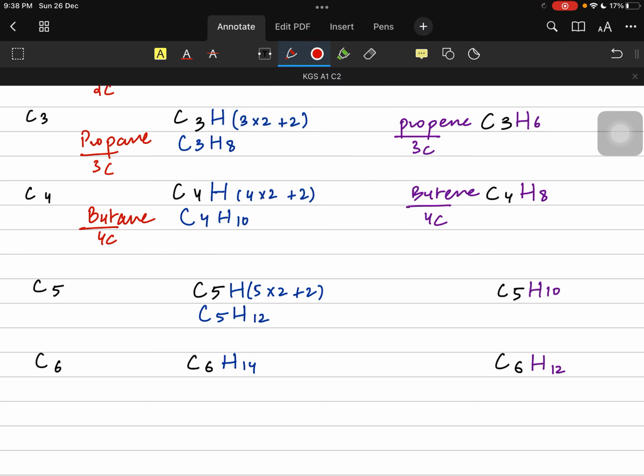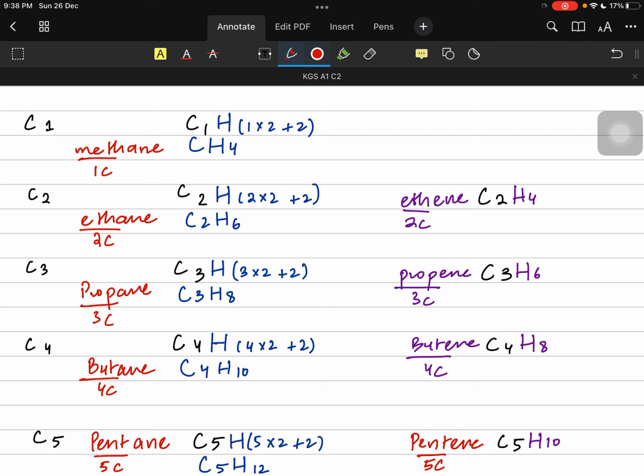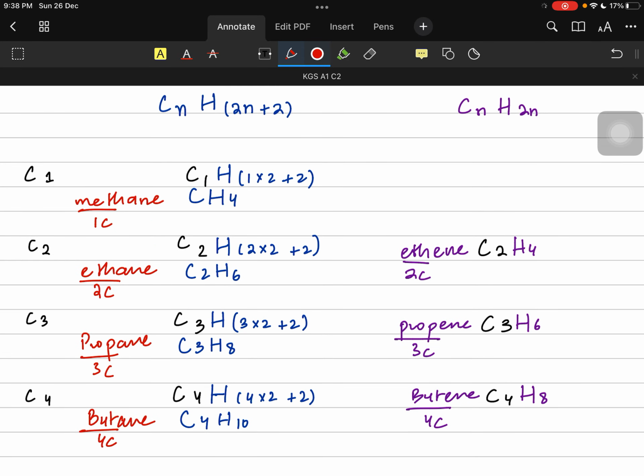5 carbon in organic chemistry is pent, so pentane and pentene. Pent means 5 carbon, ene means alkene. Or 6 carbon means hex, so you can have hexane. Hex means 6 carbon, and hexene. Hex means 6 carbon, ene means alkene. So a 6 carbon alkane or 6 carbon alkene would be hexane, hexene. Similar pattern of naming, similar pattern of making formula, just 2 different general formulas.